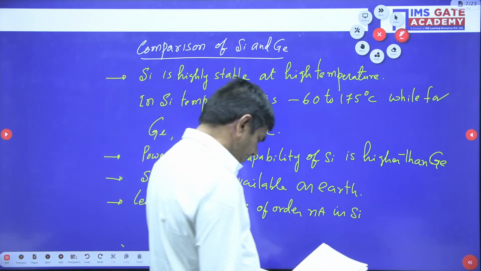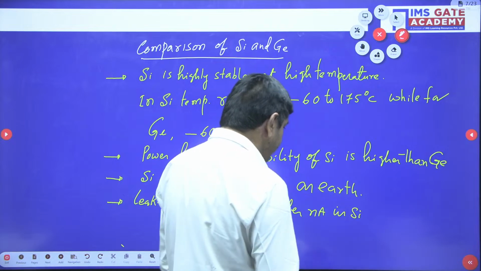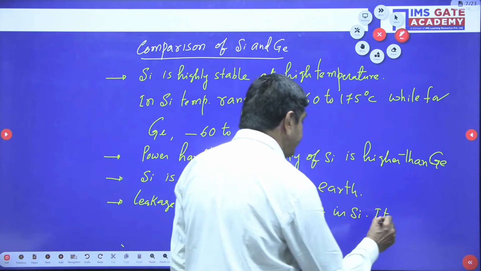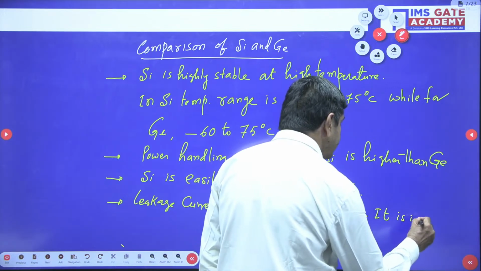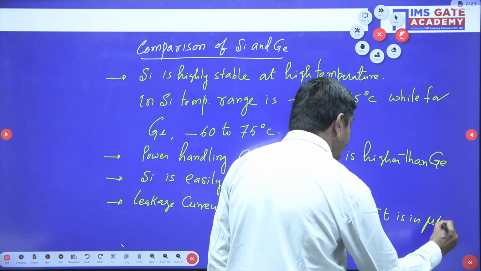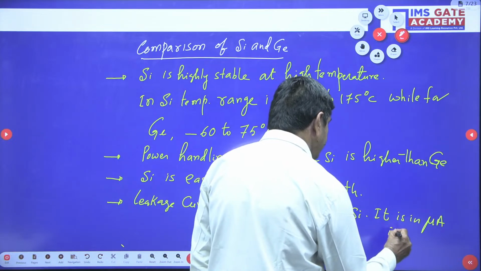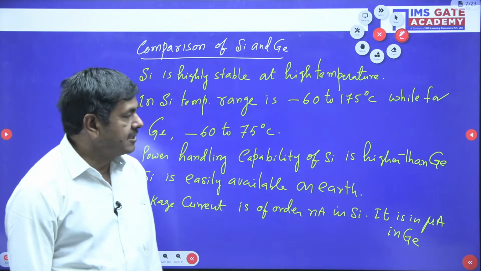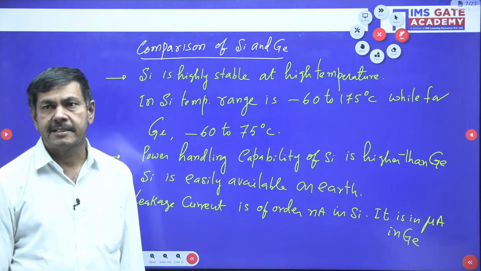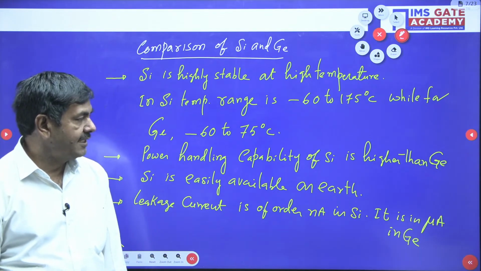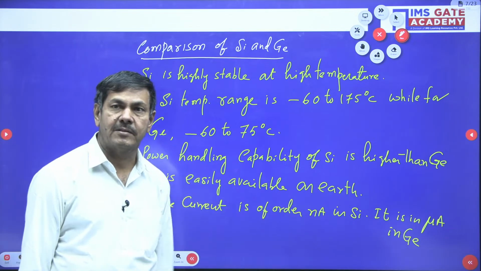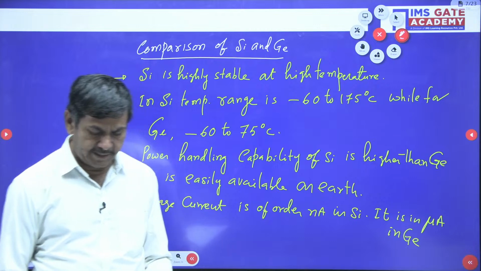But now we can write, it is in microamperes in germanium. If you take germanium, you will find microamperes of leakage current. So the less leakage current is found only in silicon itself. That's why we are practically accepting silicon.